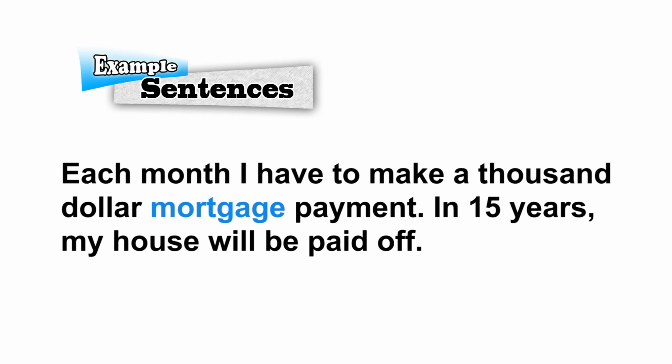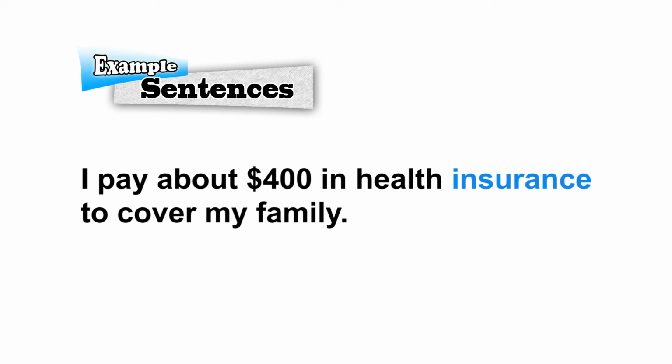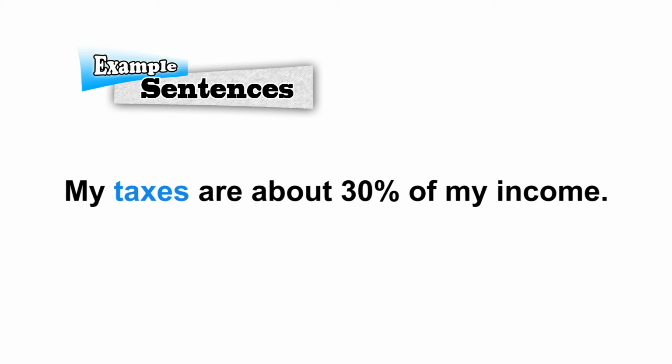And the next one. Each month I have to make a $1,000 mortgage payment. In 15 years, my house will be paid off. And the next one. I pay about $400 a month in health insurance to cover my family. And the last one. My taxes are about 30% of my income.